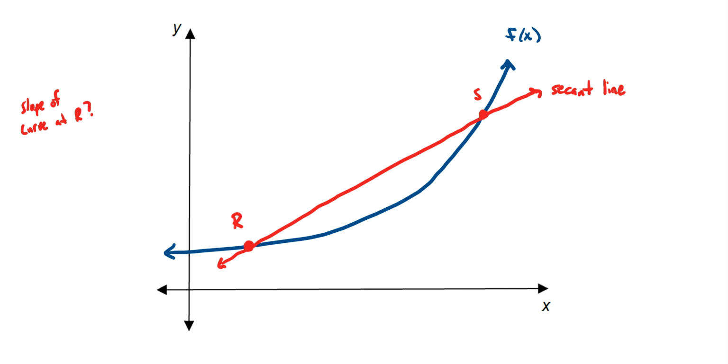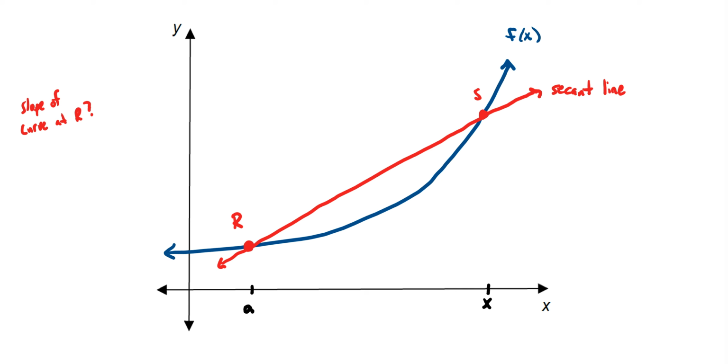The notation is going to look confusing for a second, but hopefully it makes sense when we see the formula we're about to use. Let's say that the R point has an x coordinate of A, and then the S point has an x coordinate of any x value. And I'll mention why we're using x for the x coordinate of S in a second here.